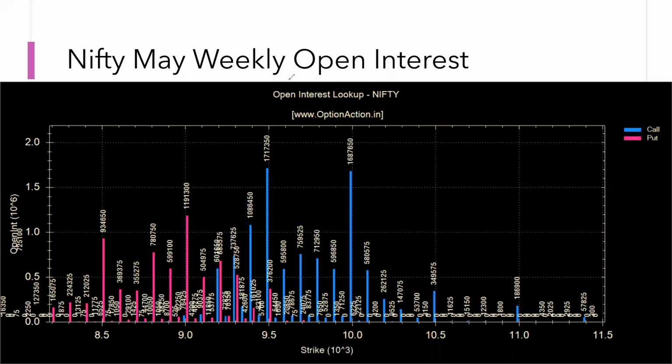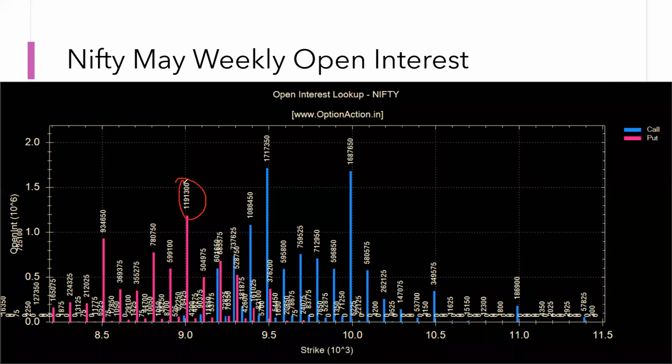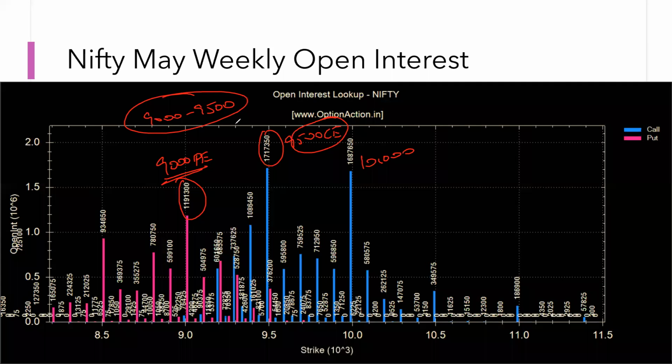If you see the weekly option contract, you can see 2 things happening out there. One is the 9,000 put is being written, 9,000 PE, which has the highest open interest. Of course, option writers are thinking that 9,000 is the base support on the weekly open interest, and on the upside, the 9,500 call option is being written on the call side. Of course, 10,000 also. At least there is a range expected for the next week, which is 9,000 to 9,500.